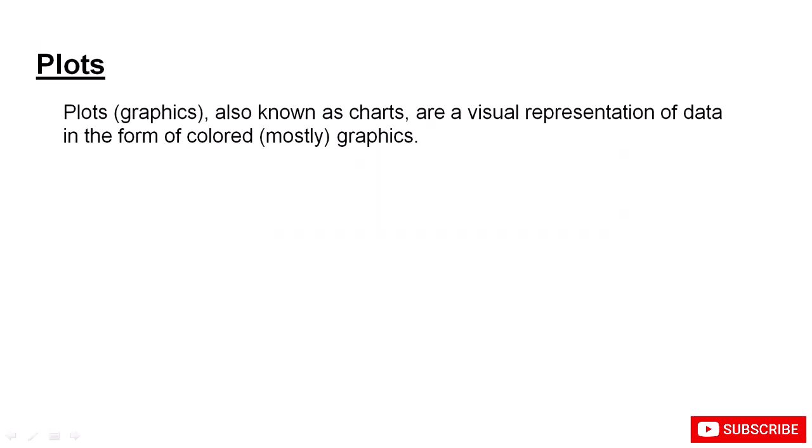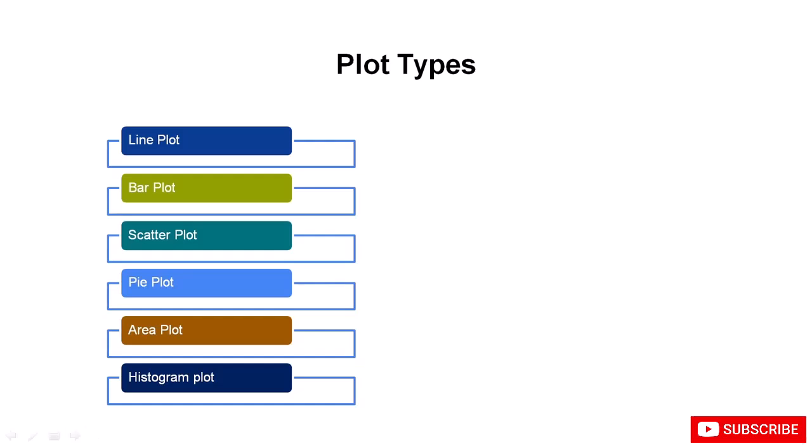Mainly these plots are also known as charts, and they are mainly used for visualization purpose. Now, what are different types of plots? There are different types of plots like line plot, bar plot, scatter plot, pie plot, area plot, and histogram plot. And these are all most commonly used plots when you come to Matplotlib.